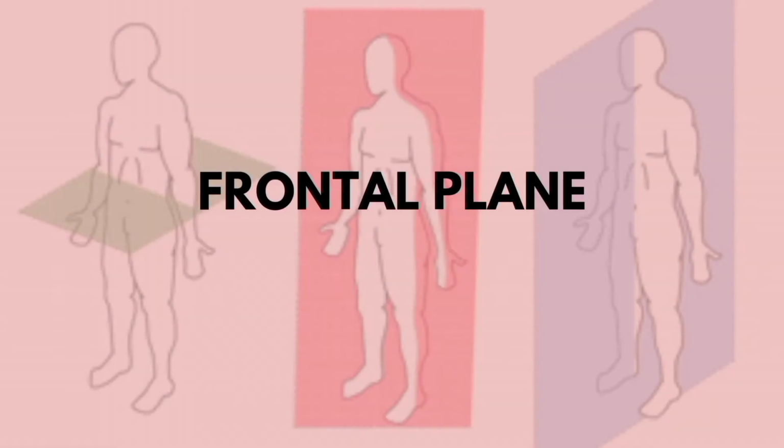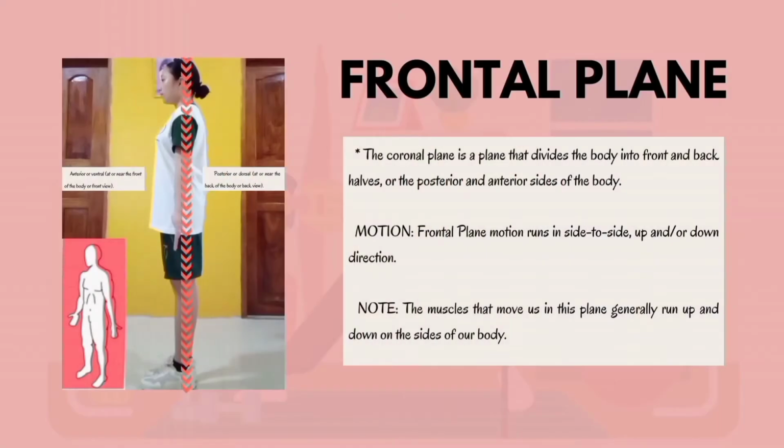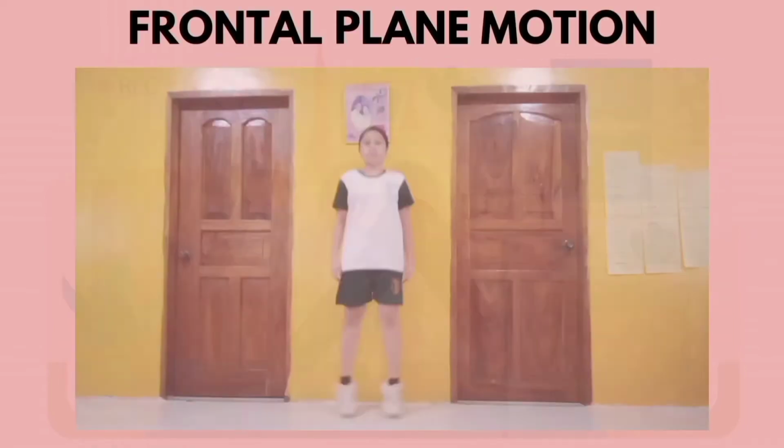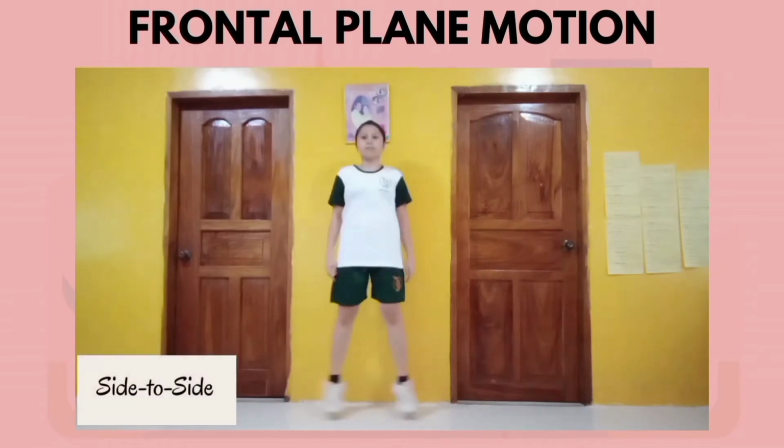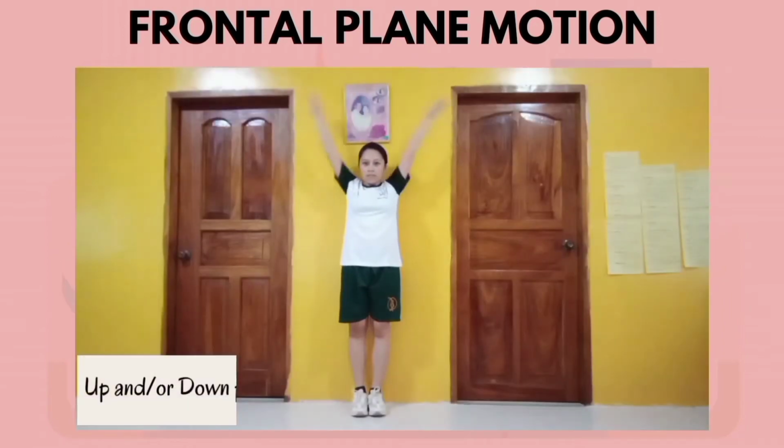First, frontal plane. The frontal plane is a plane that divides the body into front and back halves, or the posterior and anterior sides of the body. Anterior or ventral is at or near the front of the body or front view, while posterior or dorsal is at or near the back of the body or back view. Frontal plane motion runs in a side to side or up and down parallel direction.